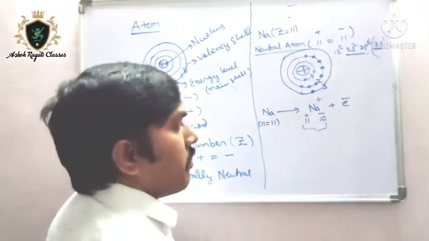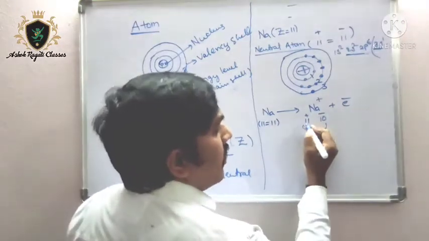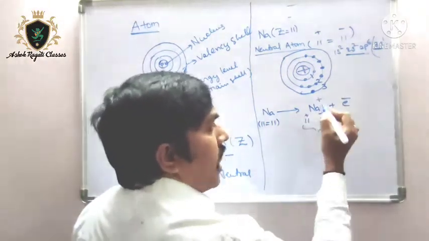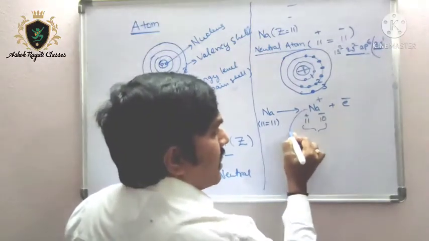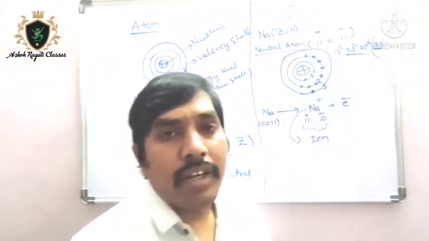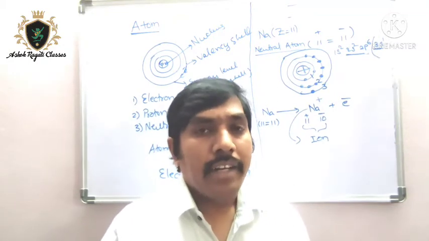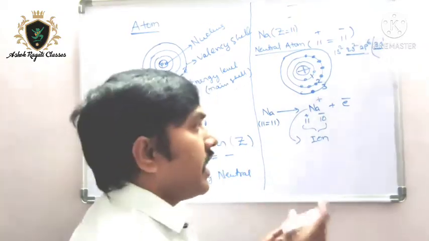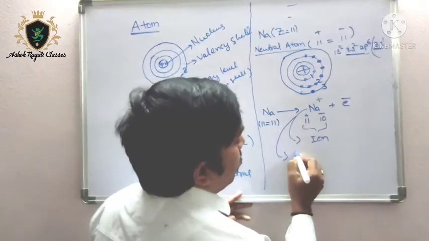How does Na plus come about? Here 1 excess proton is there. That's why the atom is charged with 1 positive unit. So Na plus is an ion. Understood? Whenever an atom loses or gains electrons, it becomes an ion. If it loses electrons, it becomes a positive ion called a cation.